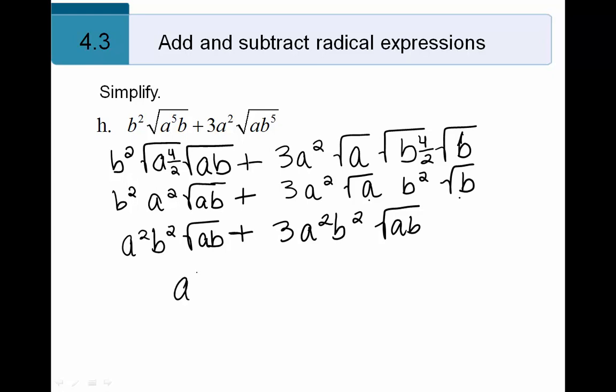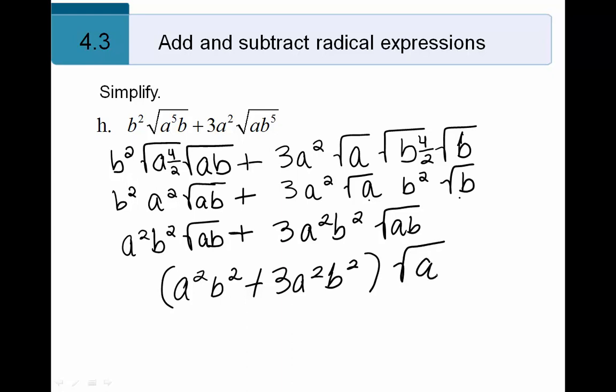So you have a squared b squared plus 3a squared b squared square roots of ab. So a squared b squared plus 3a squared b squared, it's like there's a 1 there, is 4a squared b squared square roots of ab.